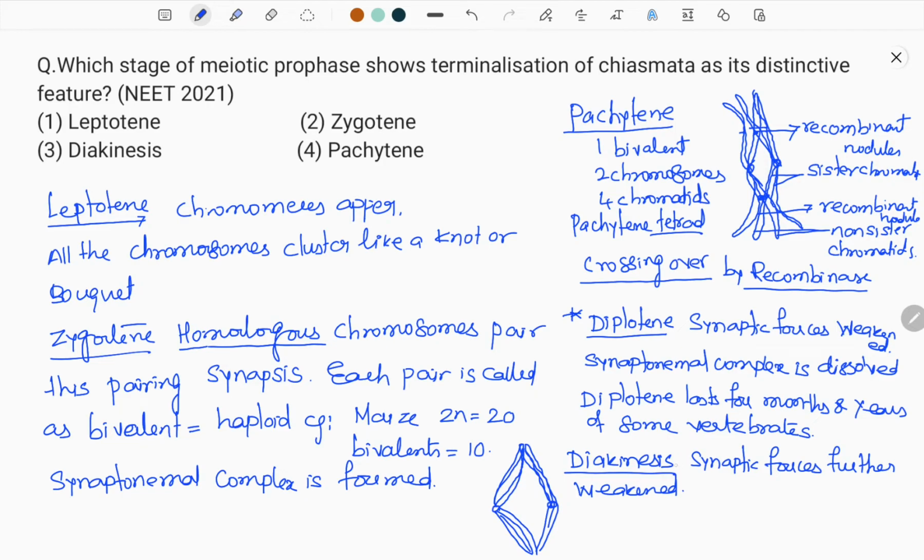When the two chromosomes of the bivalent move apart, they can't be separated completely. Instead, they move very distant from each other. As a result, the chiasmata move towards the terminals. This movement of chiasmata towards terminals is called terminalization. It is written somewhere here. Yeah, this is terminalization. So synaptic forces are further weakened.